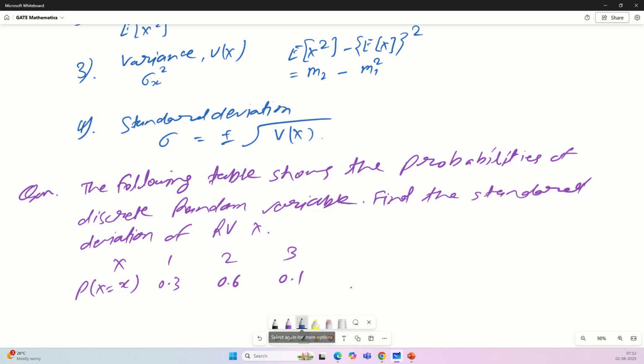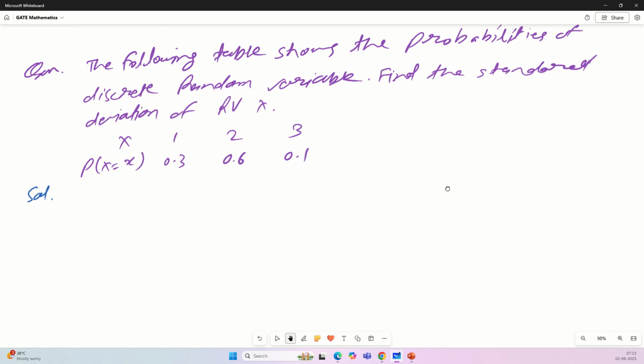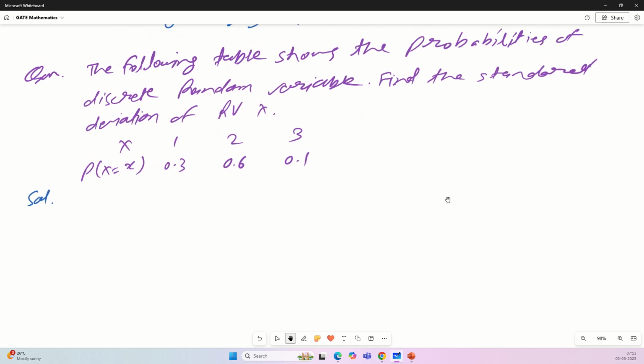First of all, just try out if you can solve it by yourself. Take a moment and try. Let us see. First of all, you have to decide whether it is a probability density function or not. The summation of p of xi is 0.3 plus 0.6 plus 0.1, that is 1. It means it is a probability function, that's all.